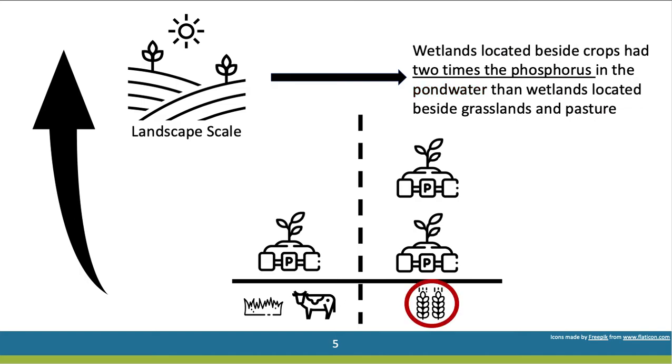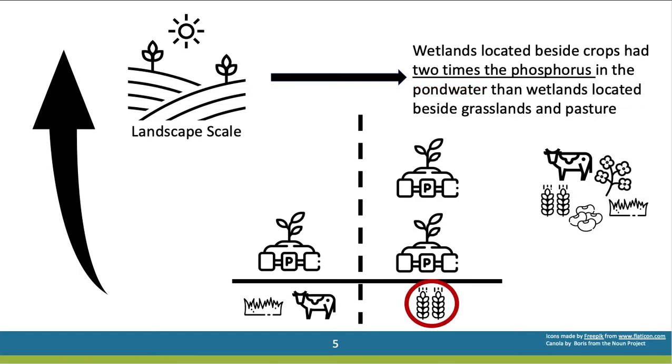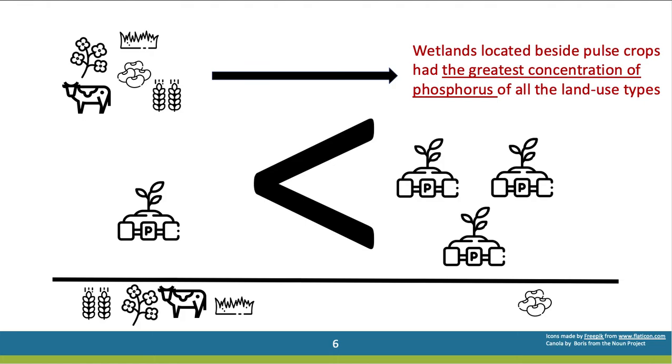So we took that one step further, and we decided to look at all of the different crop types. So we looked at pulses, a simple rotation, canola, wheat, and pasture, and we found some really exciting stuff there as well. We found that wetlands that were adjacent to pulse crops had the greatest concentration of phosphorus compared to all other kinds of land use.